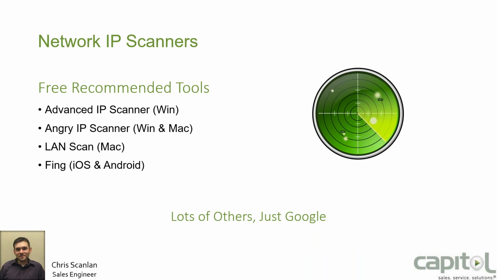Some great IP scanners, if you're going in there with a laptop: Advanced IP Scanner or Angry IP. If you're going with a Mac laptop, Angry IP Scanner works on both Windows and Mac. LANScan works on only Mac. Fing works on both iOS and Android. And if you guys are doing Luxul routers, you'll probably be wanting to do Domotz. Domotz has all of this built into it as well.